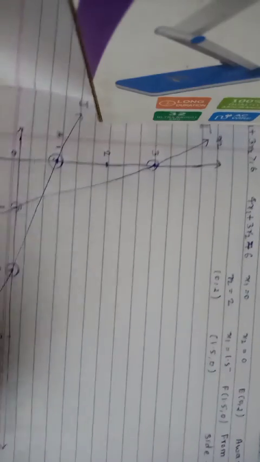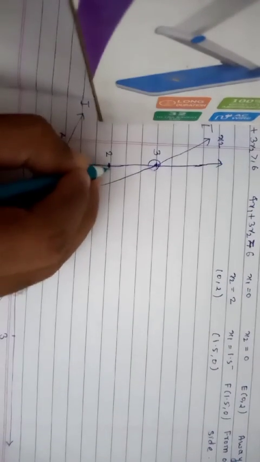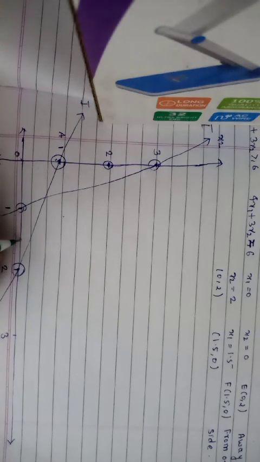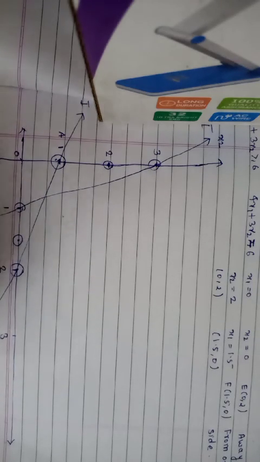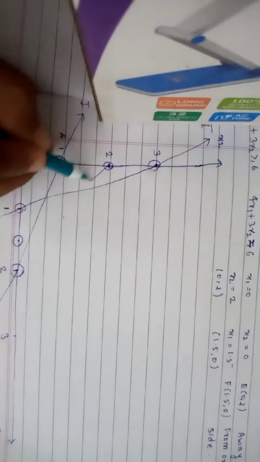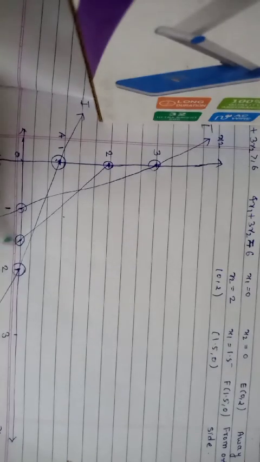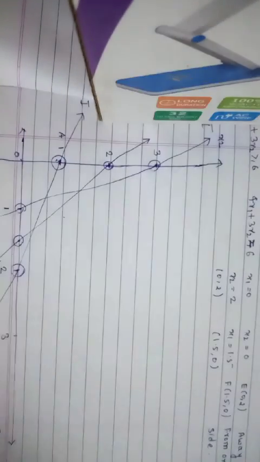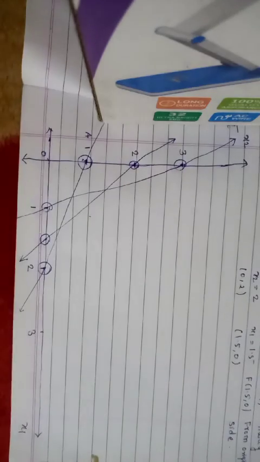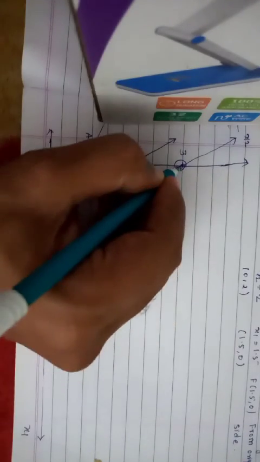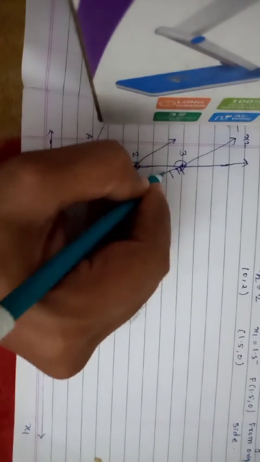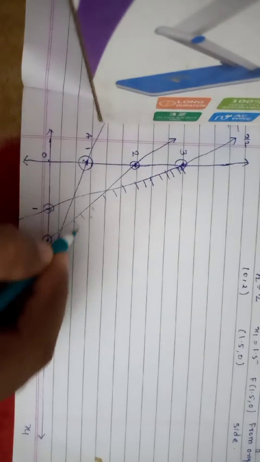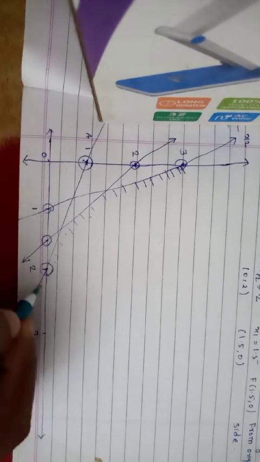Now the third points are 0 comma 2 and 1.5 comma 0, so this point. I will join these points. All these lines are away from the origin, so we will select the region which is away from the origin, that is away from the upper side of the lines.